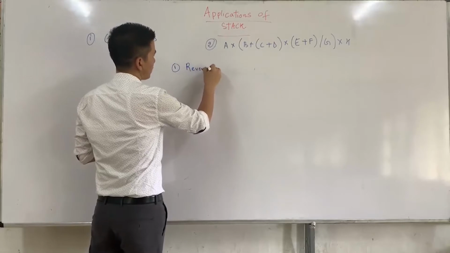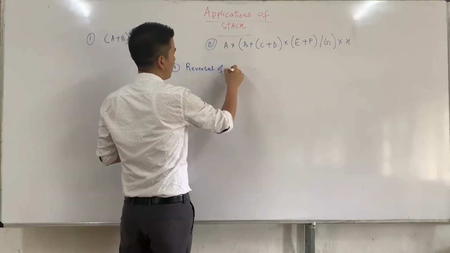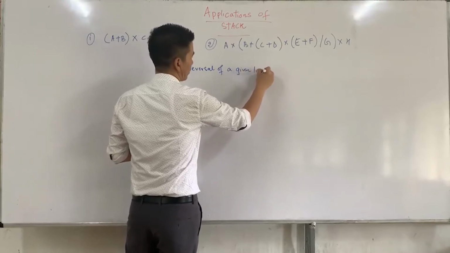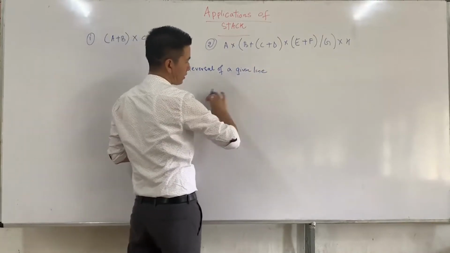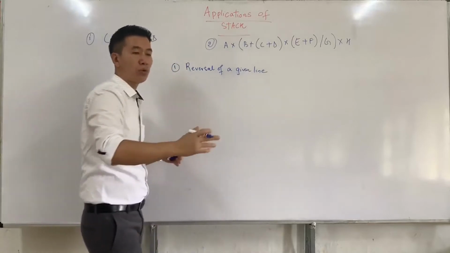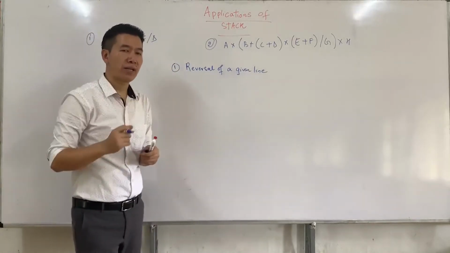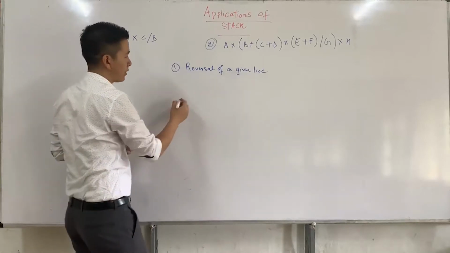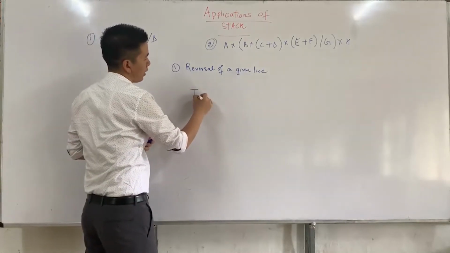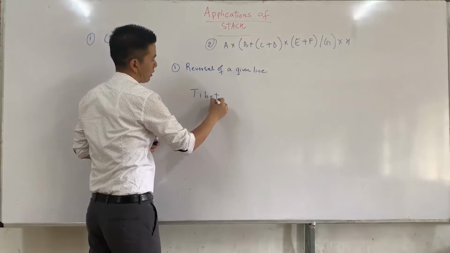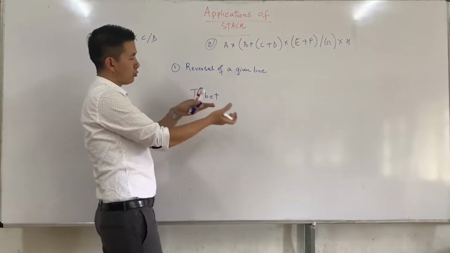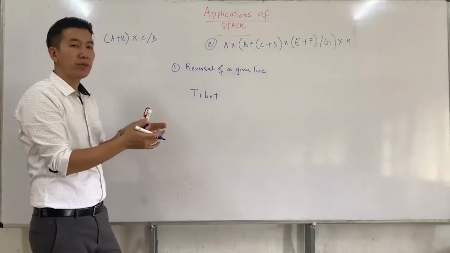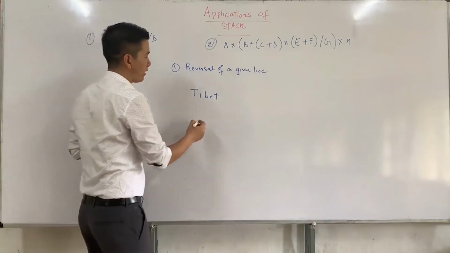The first one is reversal of a given line. Say you have a sentence, paragraph, or a word which you would like to print in a reverse manner. For the sake of simplicity, let's say you would like to reverse the word Tibet into Tibet. With the help of a stack, it can be done in a very easy manner.